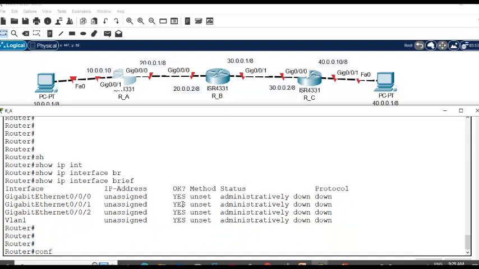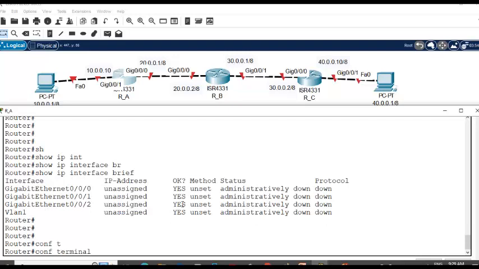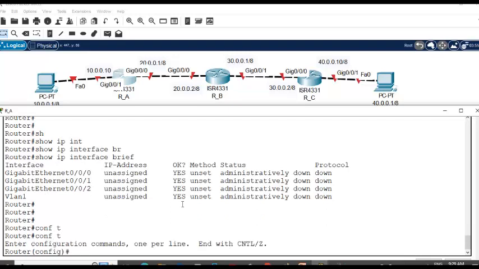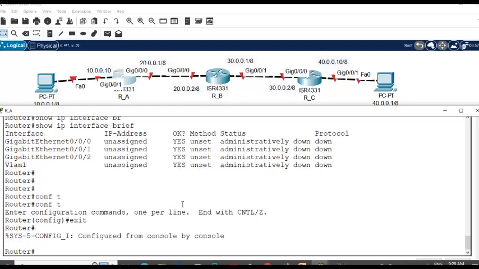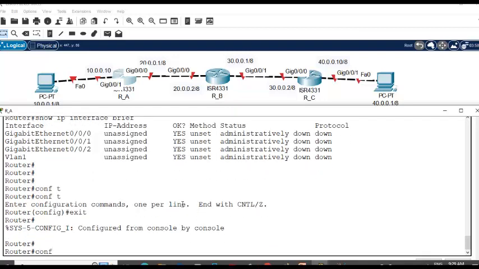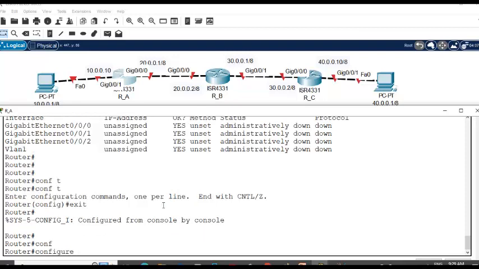If you want to know the whole command, press the tab button. Tab, you see the keyboard tab, on the left-hand side of the key called Q in your laptop. You see the tab button. See, it completes the remaining characters. Config, and then T, press the tab, terminal. See, config terminal. That's the actual command. But if you type simply config T, then also it is okay.